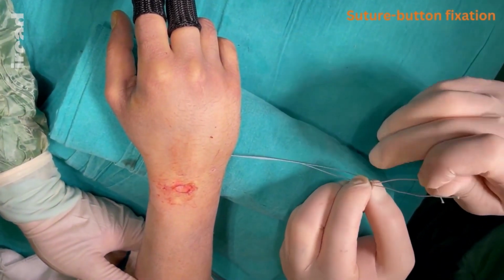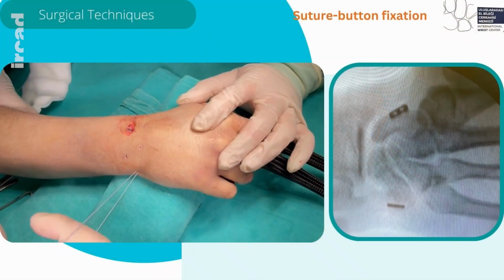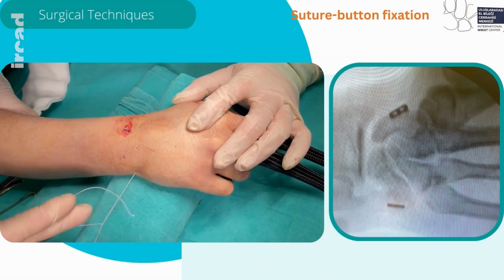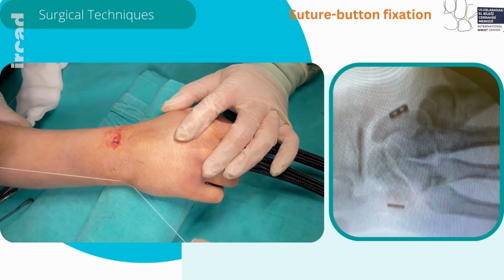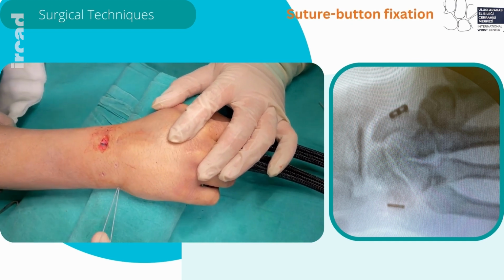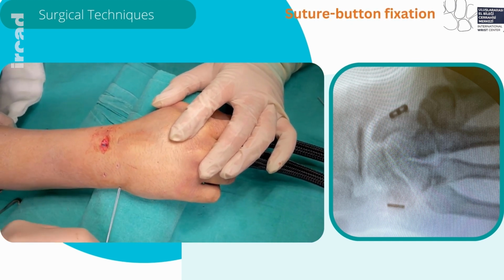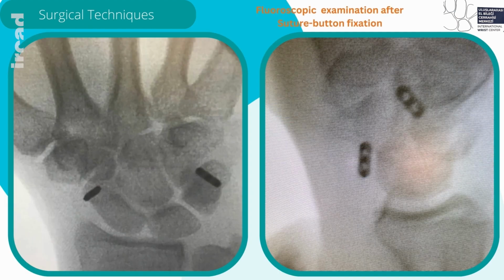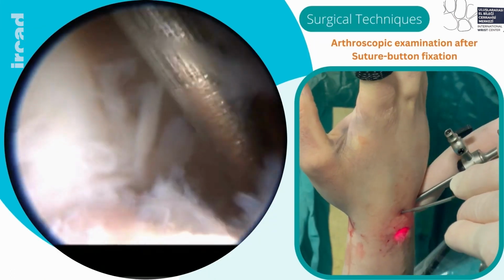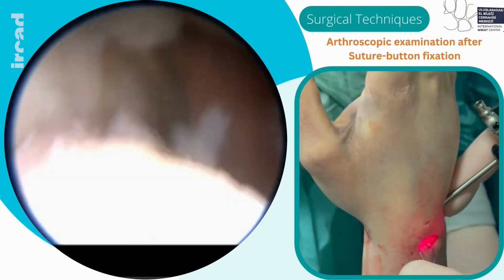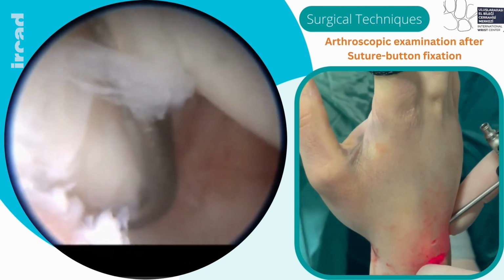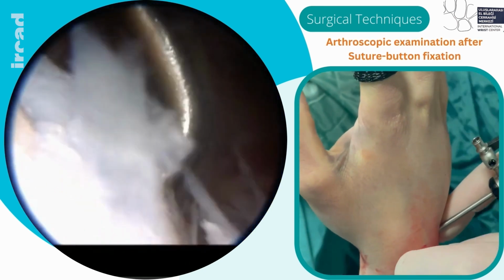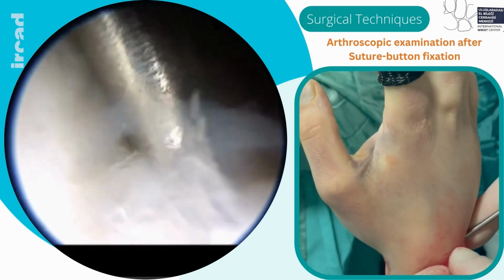The SB system is tensioned. Reduction is achieved by tensioning the system and checking under fluoroscopy after the first knot is tied. Then, multiple knots are securely tied. This is the final fluoroscopic image after tensioning both suture buttons, showing a reduction of the SL joint and SL angle. Next, the reduction is checked arthroscopically. Following suture button fixation, no more dissociation or steps were seen.